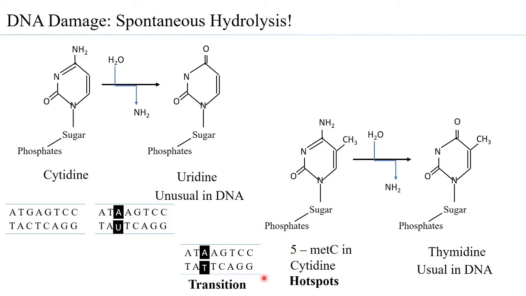Okay. So what is clearly observed is that just simple hydrolysis of the bond that holds the amine, to release the amine and replace it with a double bond O, is going to lead to deamination, which in turn is going to lead to an unusual or altered nucleotide in the DNA. This is therefore one way of DNA damage.